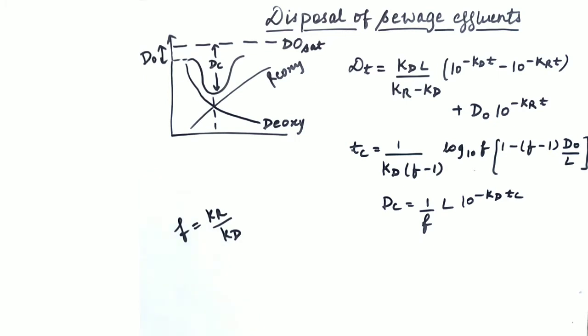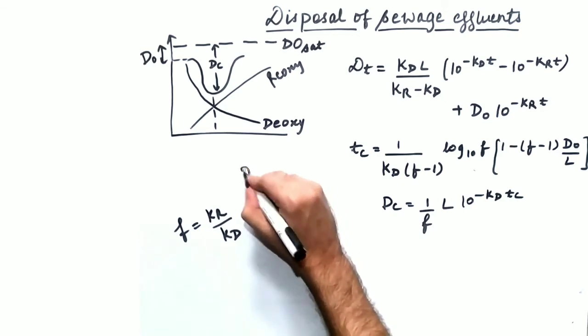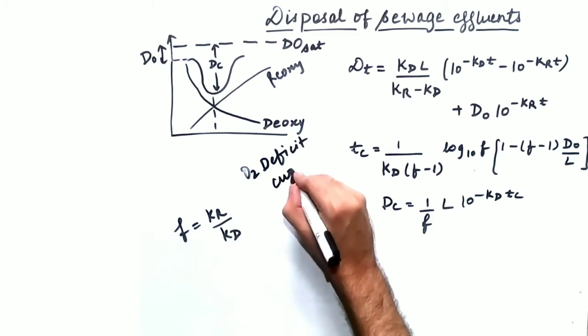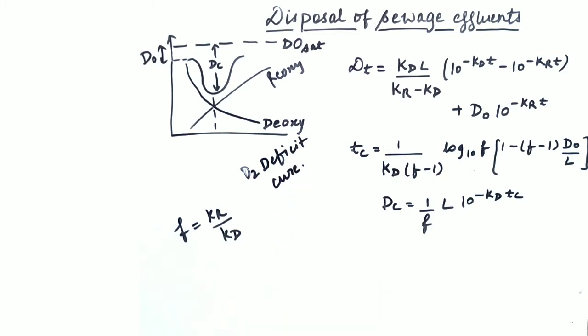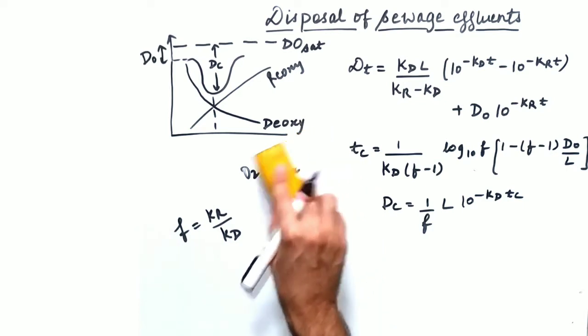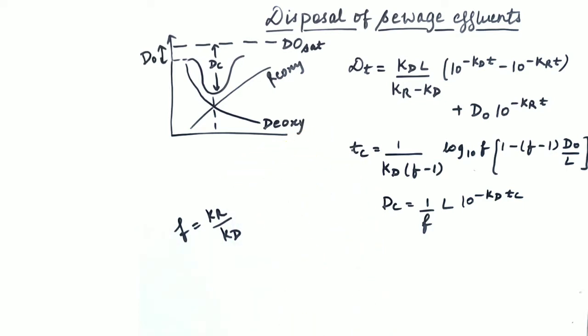See what happens. This is a kind of curve that is between the oxygen. This is called as oxygen deficit curve. At any point of time, at any instant, this represents the oxygen deficit. So let me explain this curve to you. Importance of this curve.